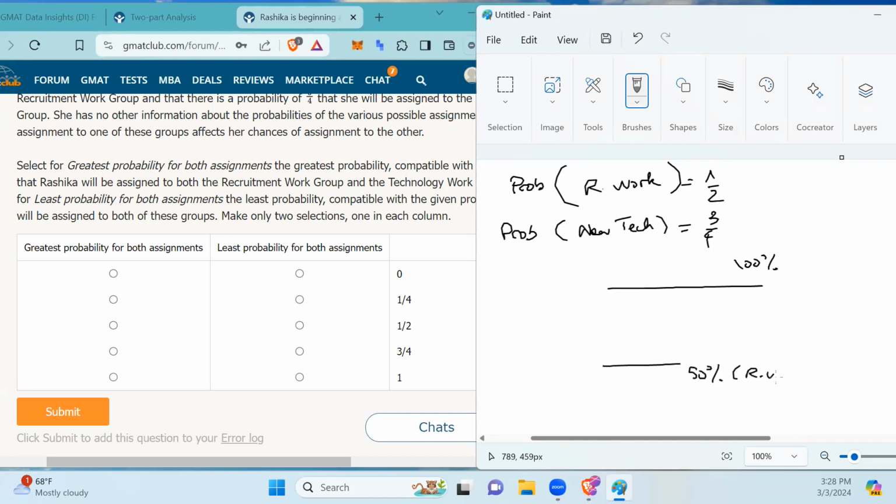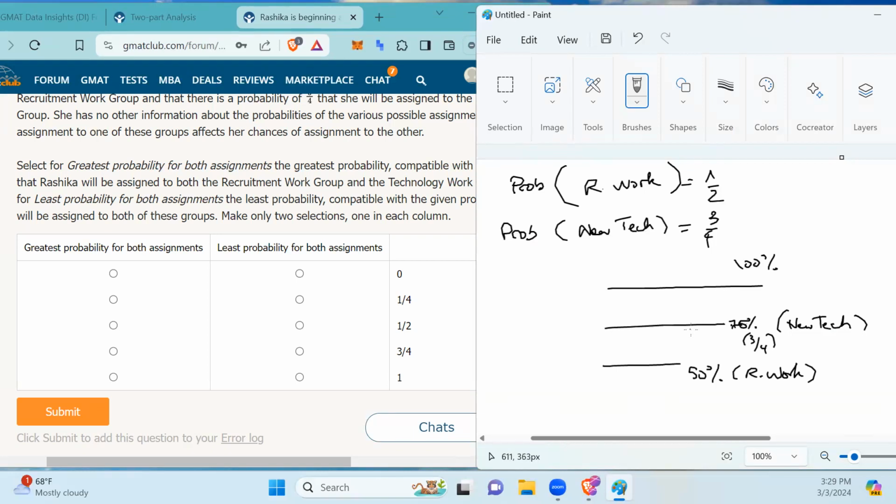And another for 75%, starting from the left side. Like this. Yes. Okay. In this case, we can see that if she gets assigned to both, then the maximum probability will equal 50%.